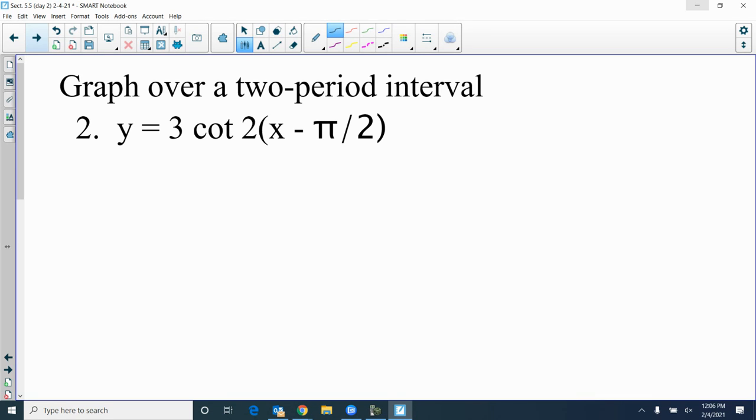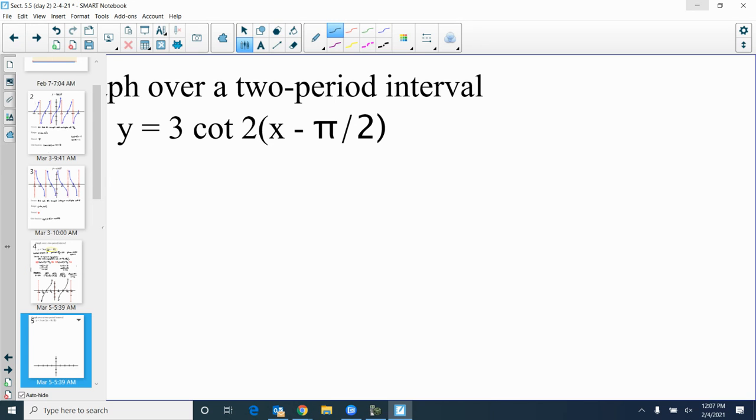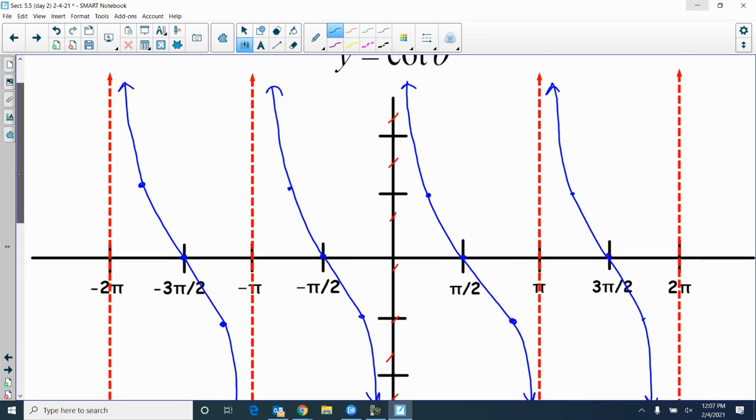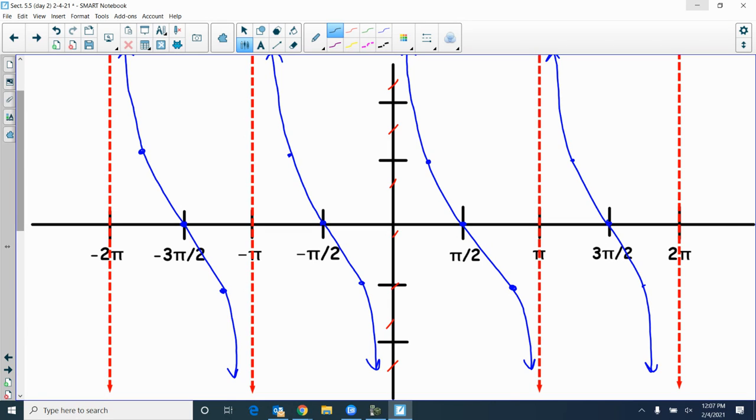All right, we want a 2-period interval again. So we're going to have 2 branches. All right, to know what the cotangent looks like, you might want to go back. And your asymptotes are going to be at different places. They're not at negative pi over 2 and pi over 2. They're negative pi, 0, and pi, the 3 closest there to the middle. And we're going to work with 0 and pi right here. We're just basically going to work with this first branch.